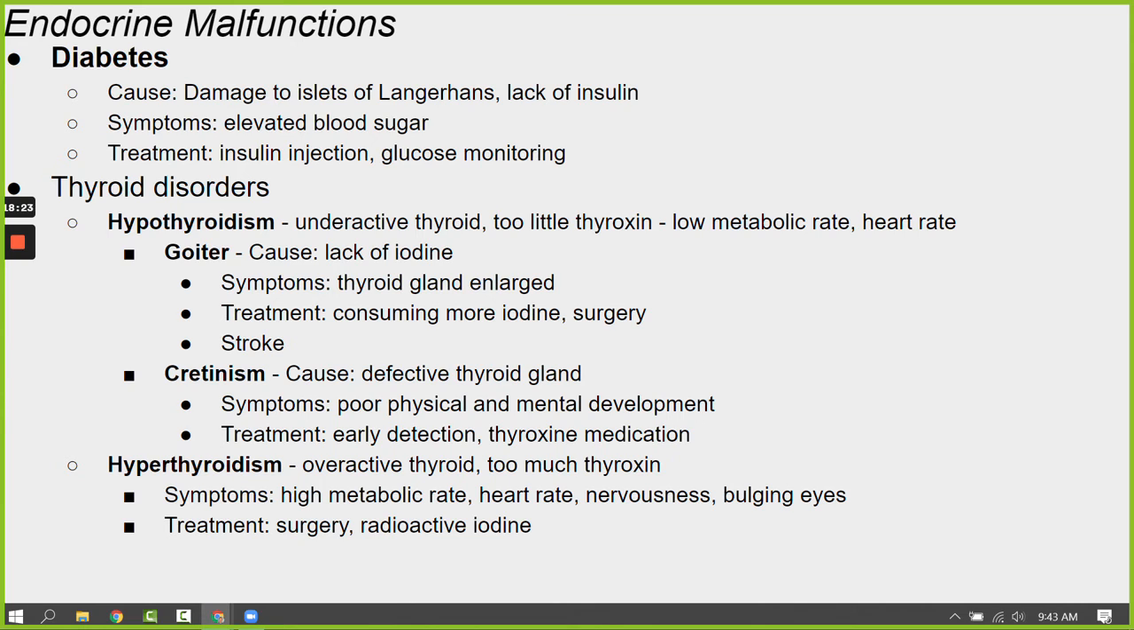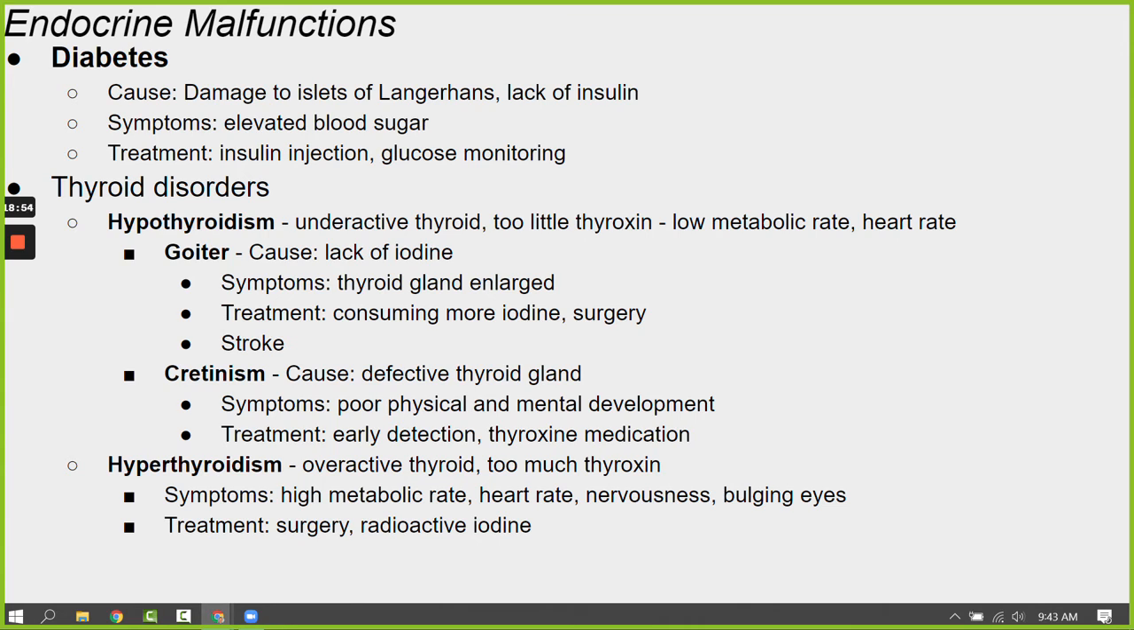Common ones have to do with the thyroid gland. Your thyroid gland is this gland in your neck. It looks like a bow tie, actually. It's right along your neck, and it produces hormones that basically regulate your metabolism. So some people have an underactive thyroid gland. It's not producing enough of this thyroxine hormone, okay? And so their metabolic rate is pretty low.